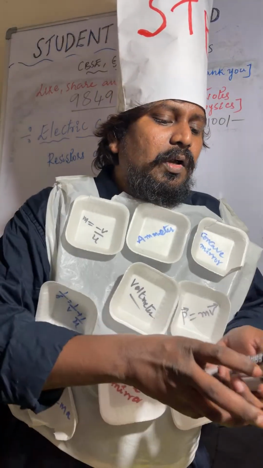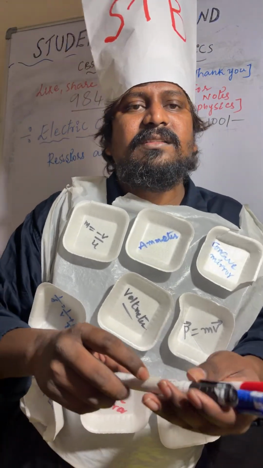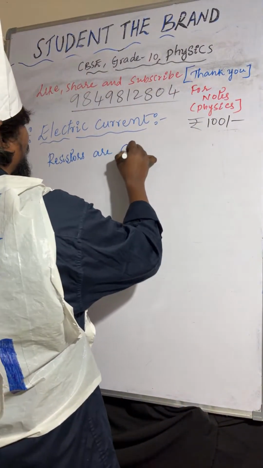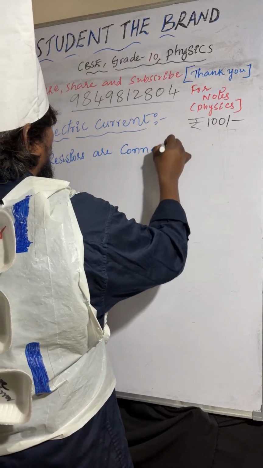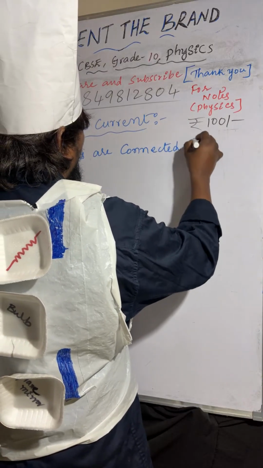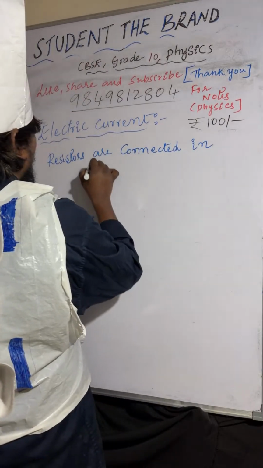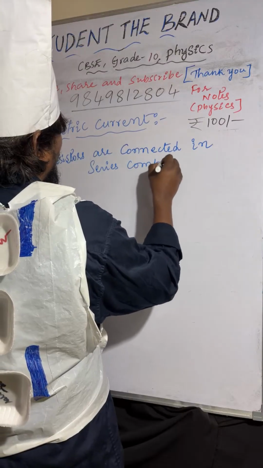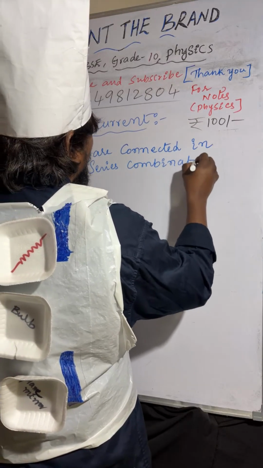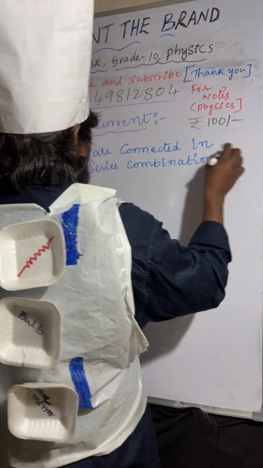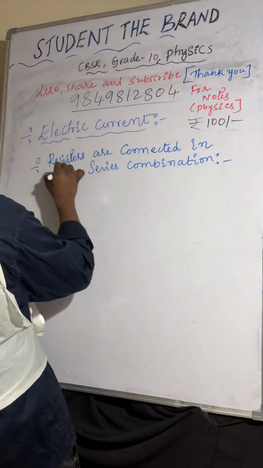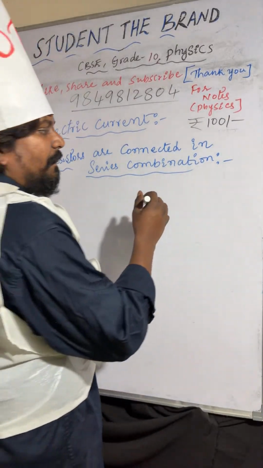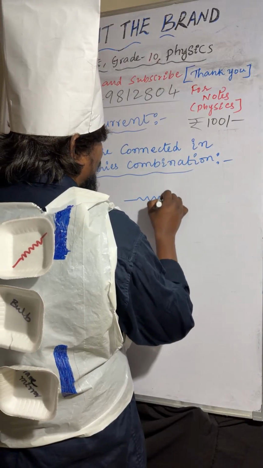Now we are going to discuss resistors connected in series combination. First I am connecting one cell. Here, this is a resistor.